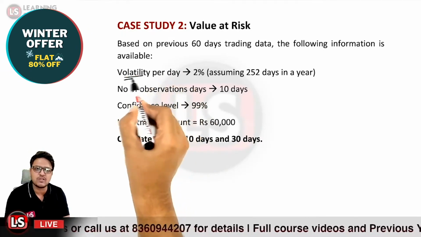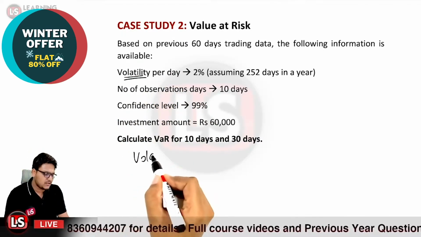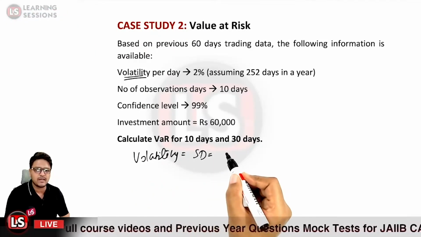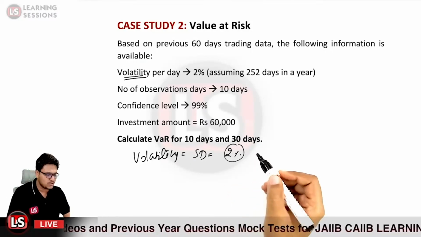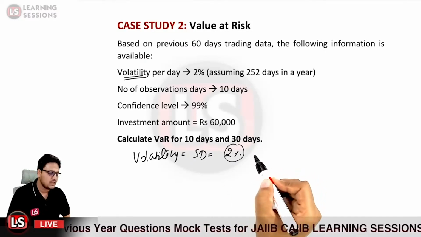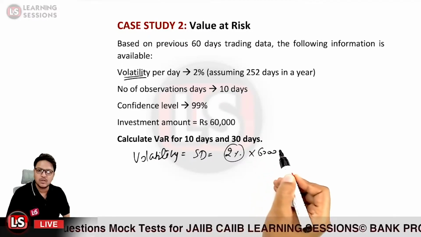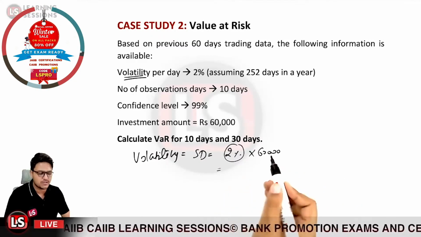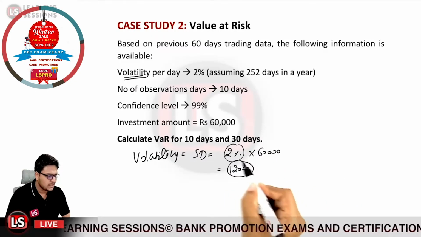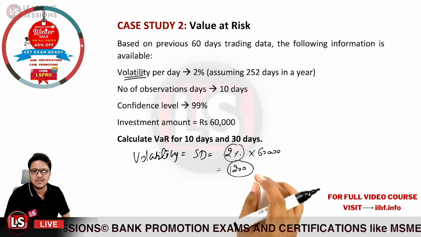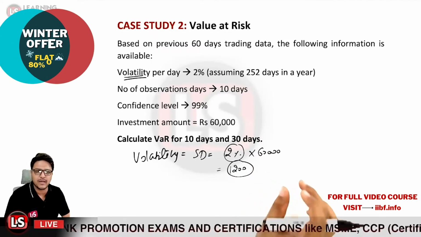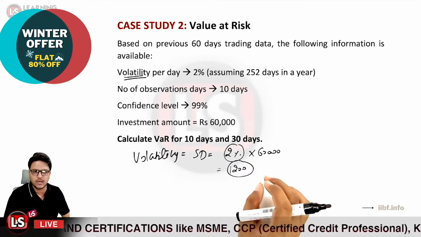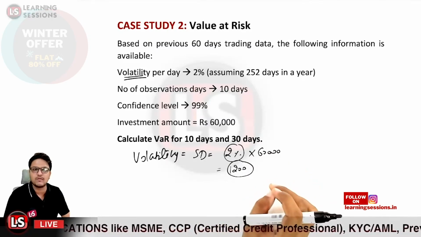Volatility is basically equal to the standard deviation. And when we say standard deviation per day, it is given to be 2%. So 2% of what? 2% of the invested amount, which is rupees 60,000. Okay, so what would be the volatility? 2% of 60,000 is equal to 1200, if I'm not wrong. So it means there is a dispersion of around 1200 around the mean value. That is related to the volatility of a single day.